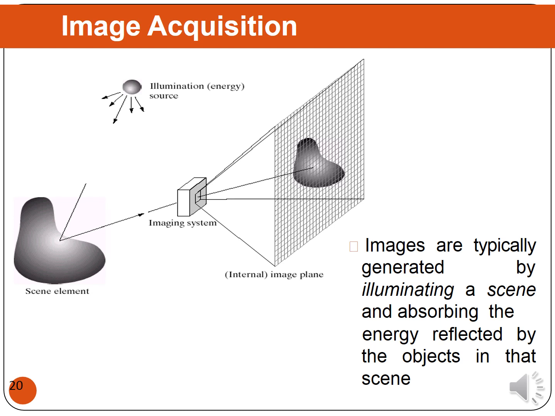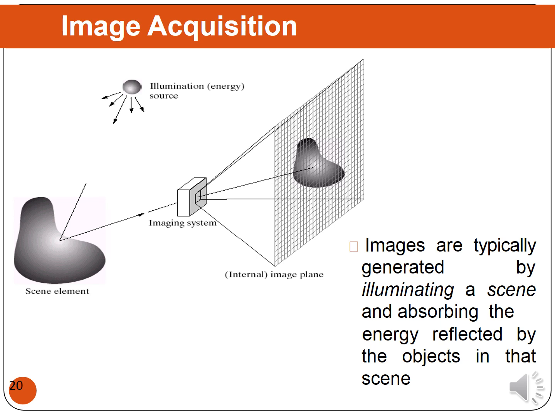So this is how the image is first acquired. Acquisition is nothing but capturing the image, and that particular process is called image acquisition. For example, we have taken a scene element, and this scene element is captured by an imaging system. This imaging system can be a camera or an aperture lens or whatever it is. We capture the image, it is stored in the imaging system, and then it is projected onto the internal image plane.